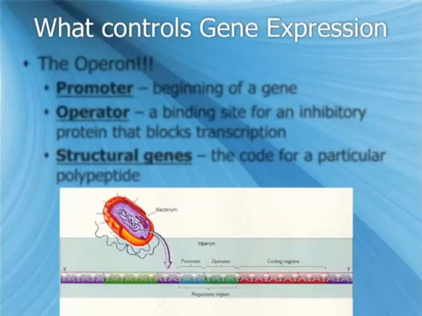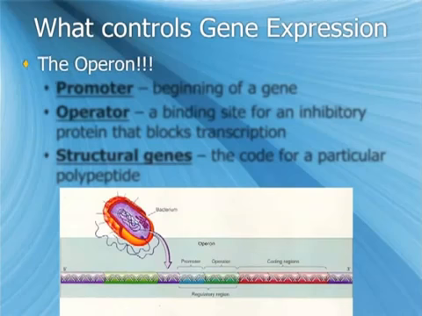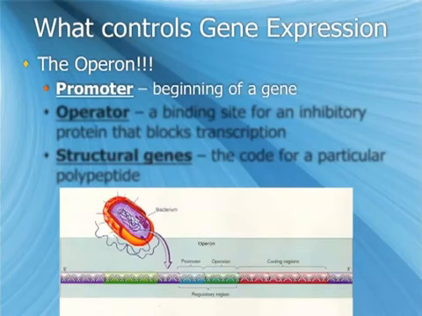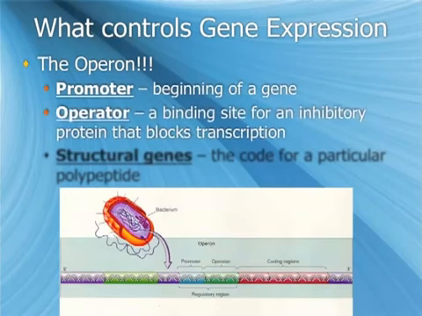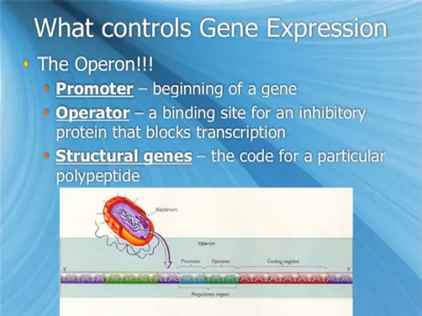So what they actually really found was that in bacteria there is an operon. An operon is composed of 3 parts: the promoter, the operator, and the structural gene. The promoter is actually the beginning of the gene, so you can think of it as the starting line. The operator is actually a place for a protein to bind to that blocks transcription. So it's kind of the on-off switch. And then the structural gene is actually the code for your protein that you are making. And it goes in that order in their DNA.